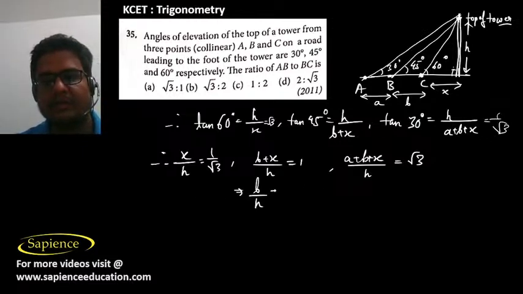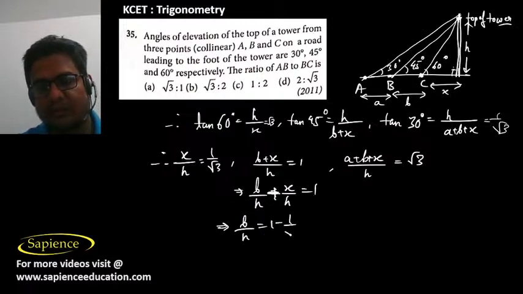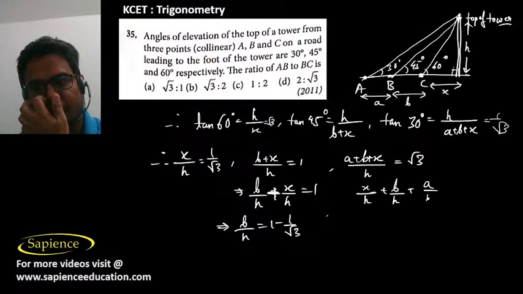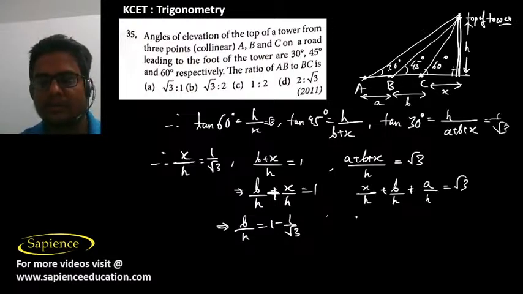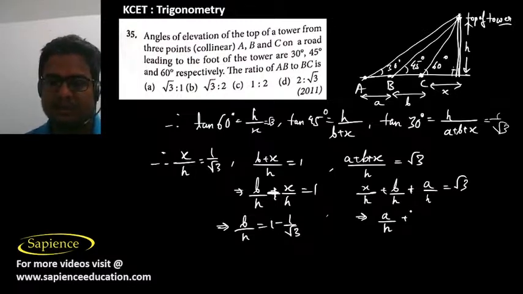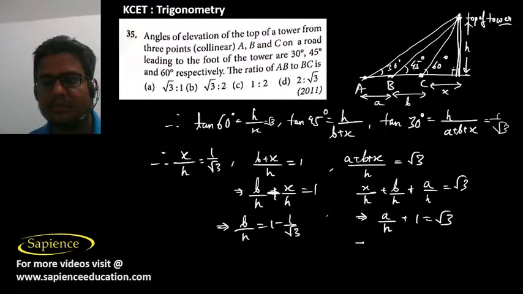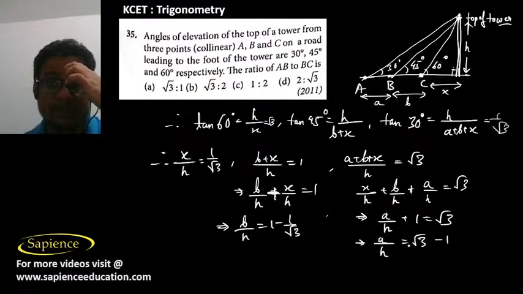From here we can find B by H plus X by H is equal to 1, so B by H will be equal to 1 minus 1 by root 3. And X by H plus B by H plus A by H will be equal to root 3. So A by H plus X plus B by H, that is 1, equals root 3. So A by H is equal to root 3 minus 1.